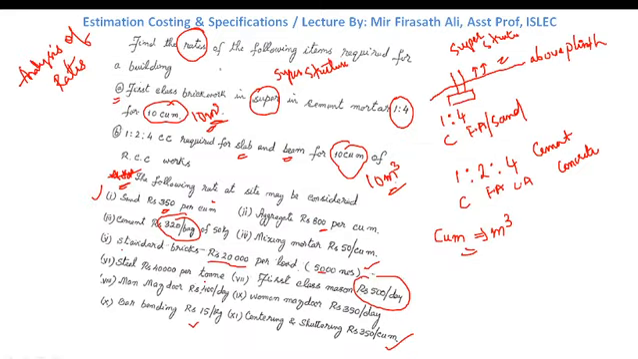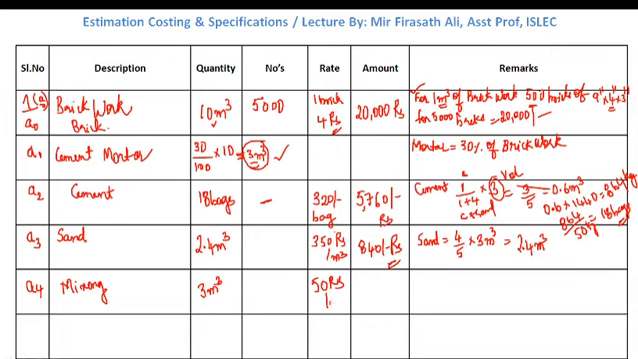What is the rate of mixing? Look at the question: mixing mortar, rupees 50 per meter cube. So 3 into 50 is 150 rupees. Okay, the rate is given. No remarks are needed. Now next is labor required.